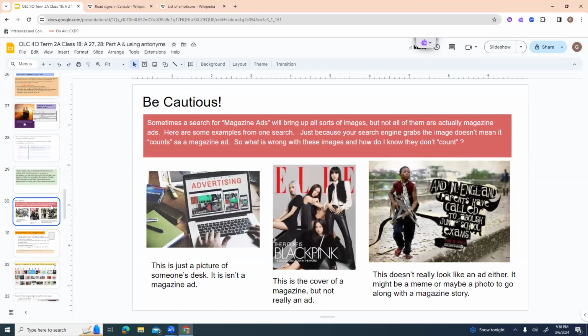So all of these, they don't count as magazine ads. And here's the reason why. This one, it's really just a picture of somebody's desk and their computer. It's not a magazine ad. This one is the cover of a magazine, but it's not really an ad. It's just showing, I believe, a group called Blackpink. Here, this might be a poster. It doesn't look like an ad. It might be a meme. It says in English, parents have called to abolish junior school exams. And then I can't quite see the bottom part. It might be a photo going along with a magazine story.